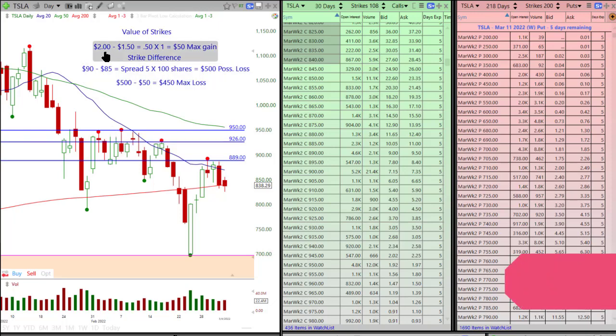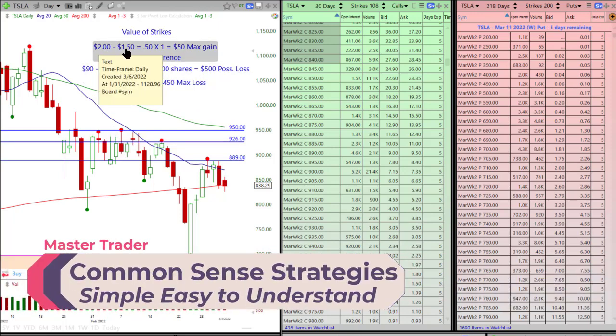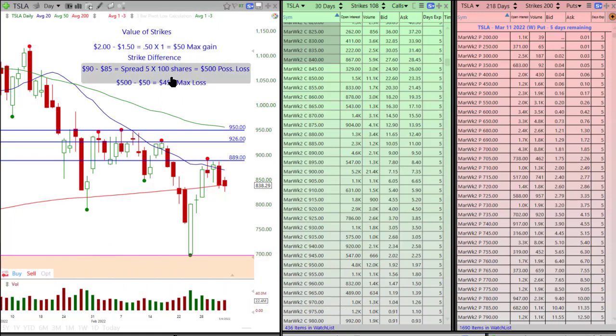So what I've got here is we're going to sell something for $2, buy something for $1.50. We get 50 cents. One contract is 100 shares, so we get 50 bucks. Now the spread difference, what's our risk? It doesn't matter what the contract is, it's the spread difference. Here I'm showing you a $5 spread difference times 100 shares. If it goes to our closer strike, the possible loss is $500. We took in $50, so our maximum loss is $450. Our maximum gain is $50.